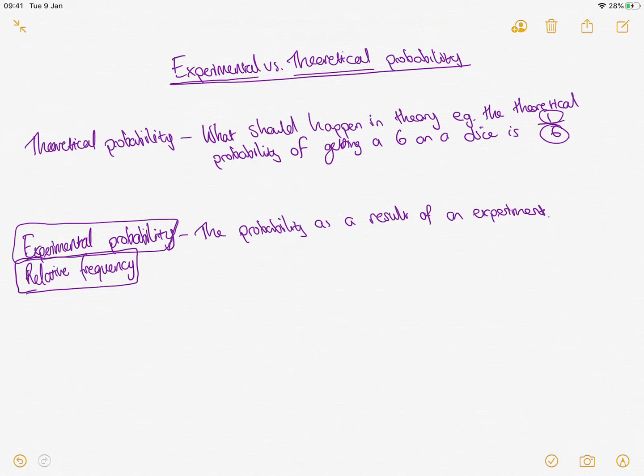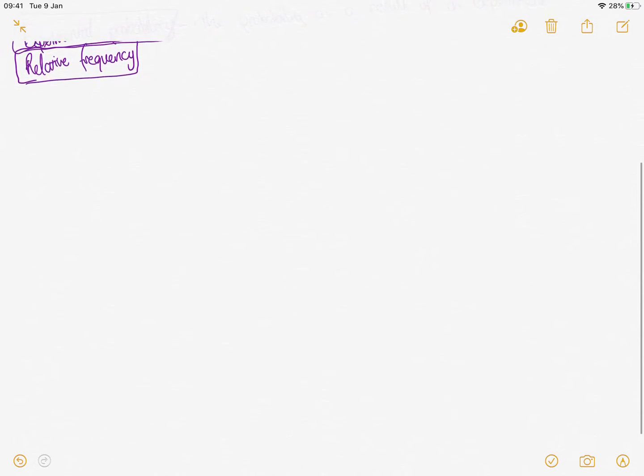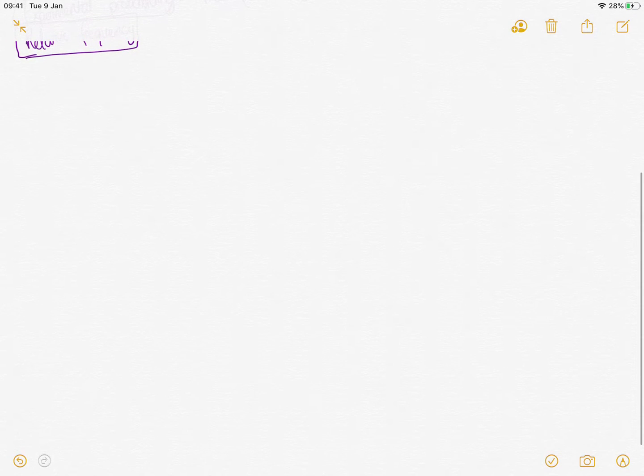So sometimes there's no theory to go on in that you don't know the total number of outcomes and you don't know the desired outcomes. So we need to carry out some sort of experiment. So I'm going to go through an example of a question that would use relative frequency or experimental probability now. Make sure you've got those two definitions down in your book.